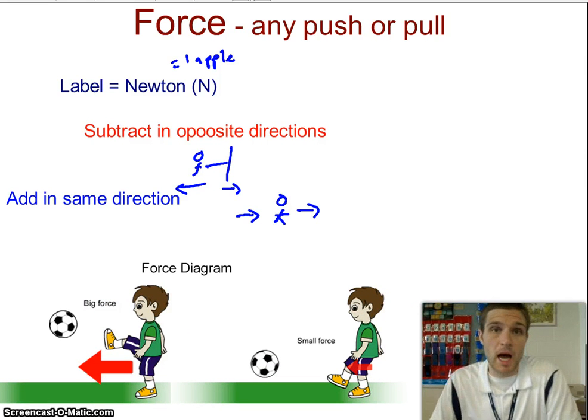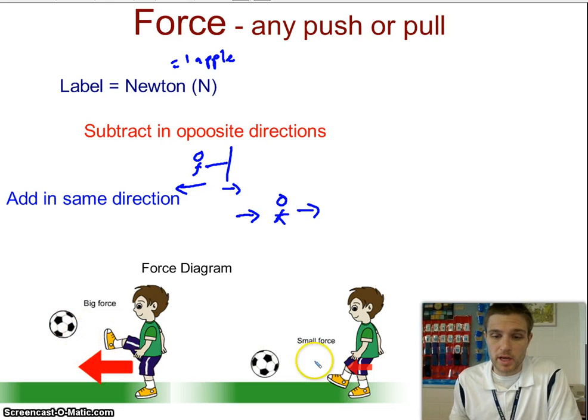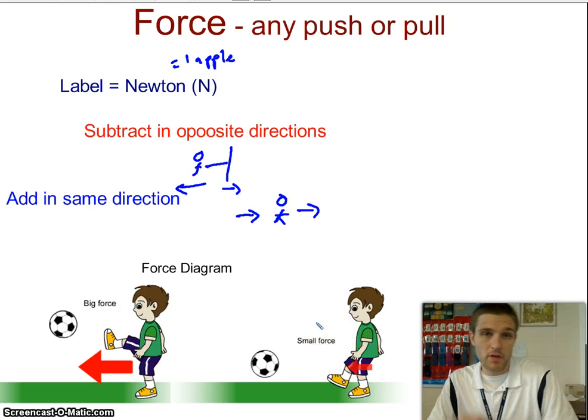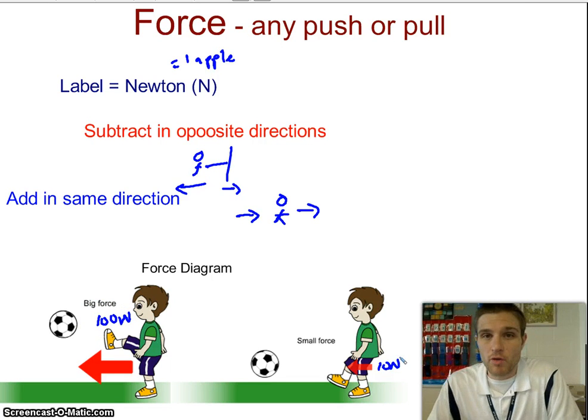All right, as we look at this picture right here, we can see this boy is putting two different forces on a soccer ball. This one's a little bit bigger, so it has a much bigger arrow to show that it's going this way. This one's a little bit smaller, so it has a much smaller arrow. These are called force diagrams. Now, the one thing I think that they're missing is how much force is actually happening. So this one might be 100 newtons, and this one might be 10 newtons.